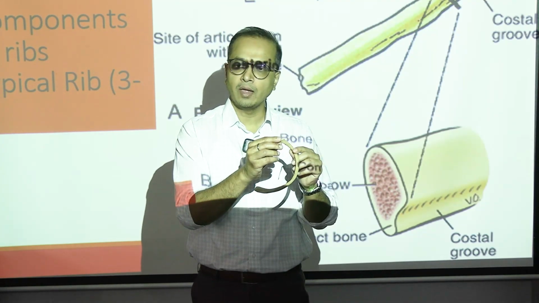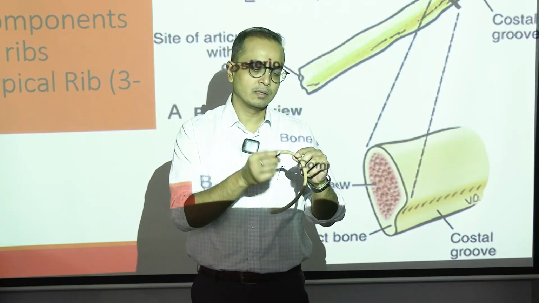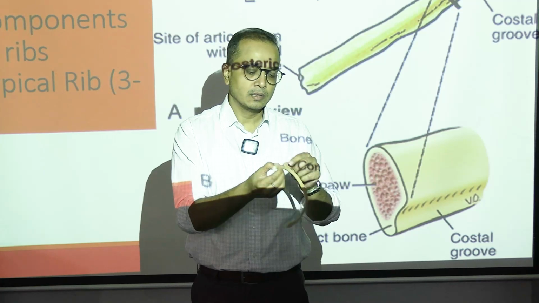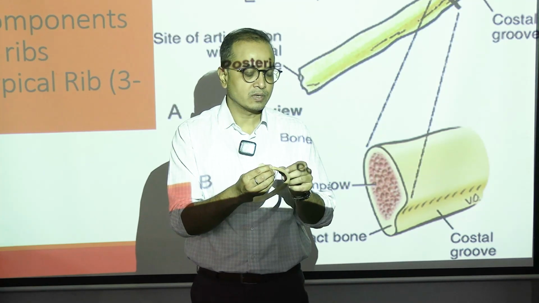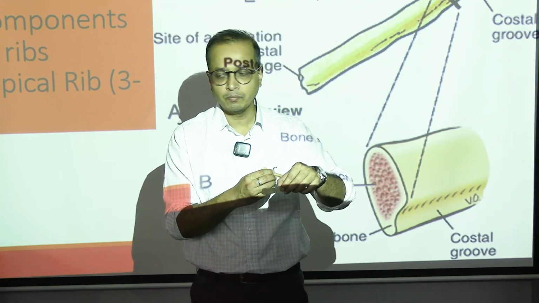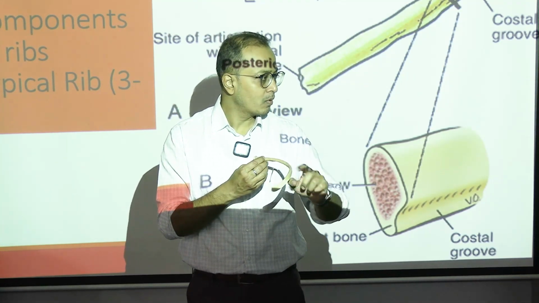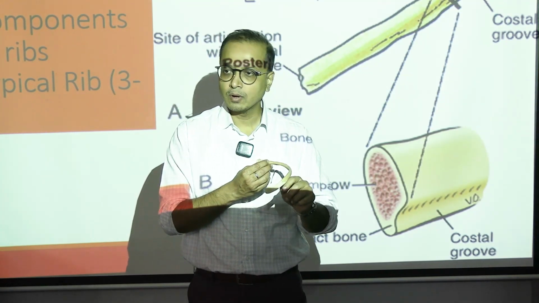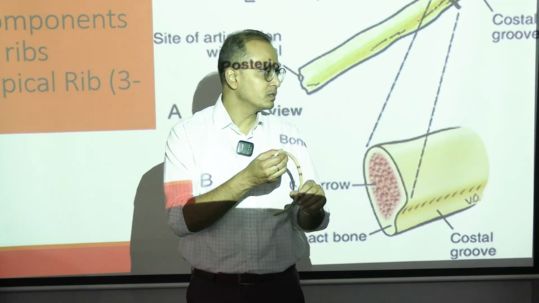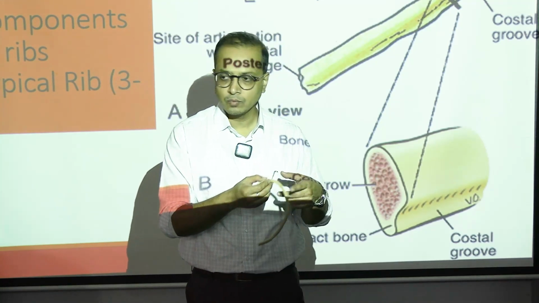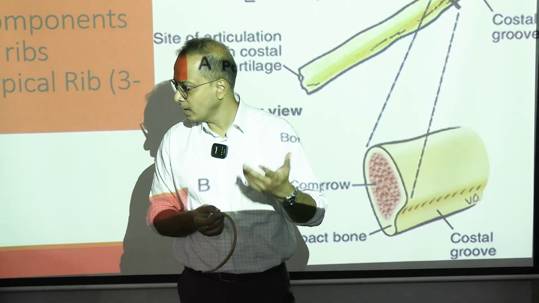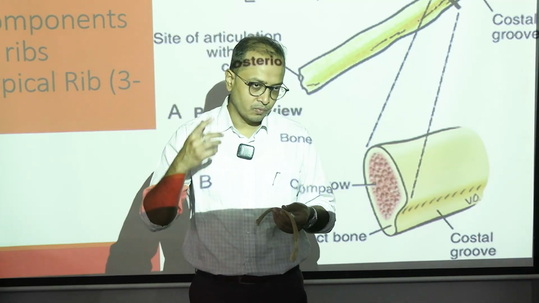This posterior end has the head, then we have this narrow neck, then we have the tubercle on the back side, then we have this particular shaft, and the shaft bends over here, the posterior angle, and bends over here, the anterior angle. This shaft is curved, having an upper border and a lower border. The upper border and lower border are identified by the presence of the sharp groove, which is the intercostal groove. What lodges in the intercostal groove? We identify that as VAN.